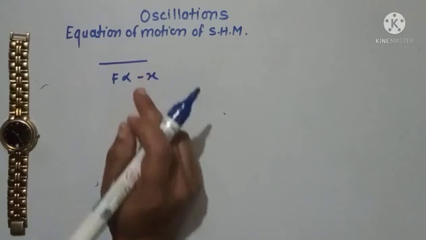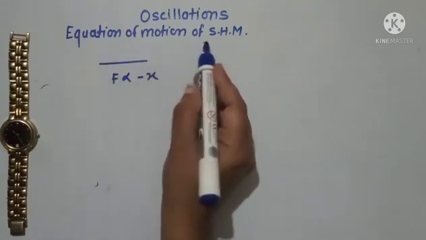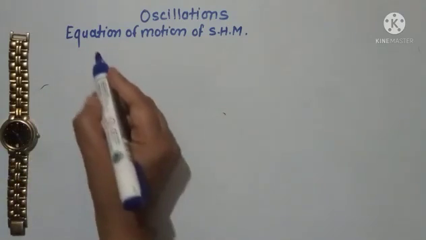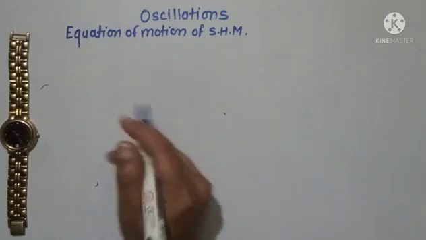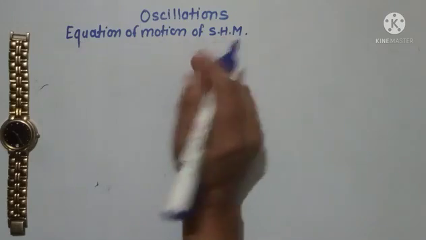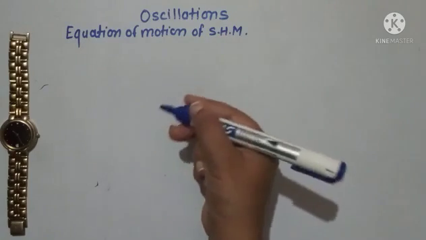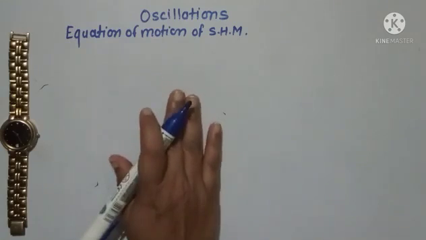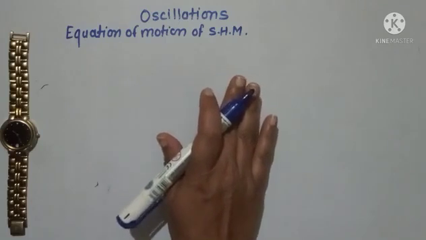So this is called simple harmonic motion, and in this lecture we are going to study the equation of motion of the SHM. Let us first see why we calculate the equation of motion. Whenever you are dealing with physics, you try to evaluate the equation of motion for any particle or any system of particles, because once you know it, then you can calculate all the physical quantities required in physics.